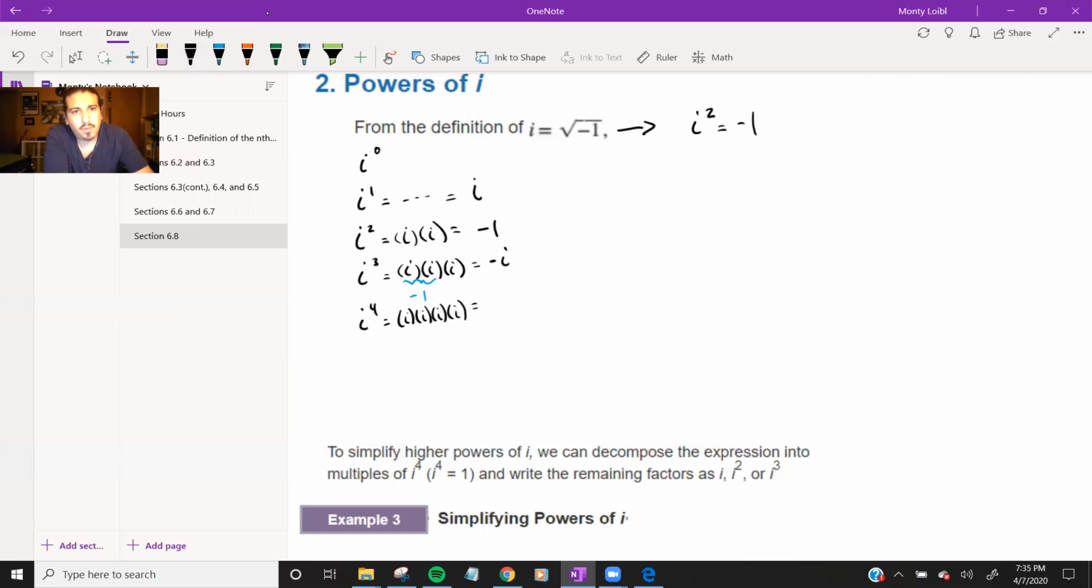Okay, so what we would get is 1. Now why? Well, right, this is -1. Now here, this is also -1. So -1 times -1 is just 1. Okay, so let's just, for the joy of it, go up to i to the 5th, and we'll see what we get.